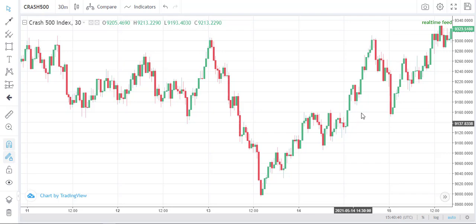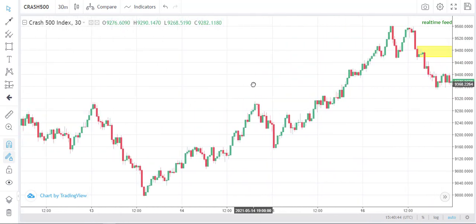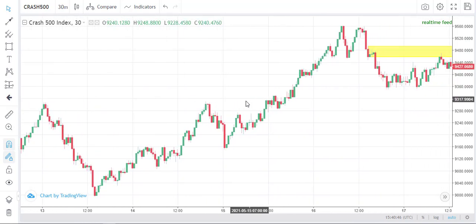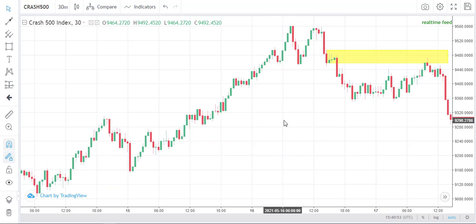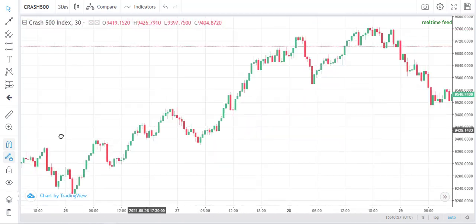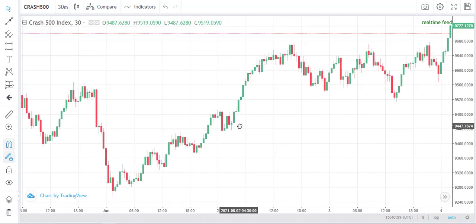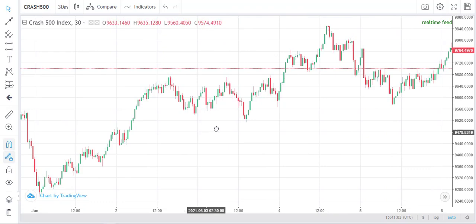Let's start with market structure, guys. How do we read market structure on the boom chart or on the crash chart? So what we are saying is, if we are in an uptrend, we are expecting to see price breaking the highs, and if we are in a downtrend, we are expecting the opposite, price breaking the lows.